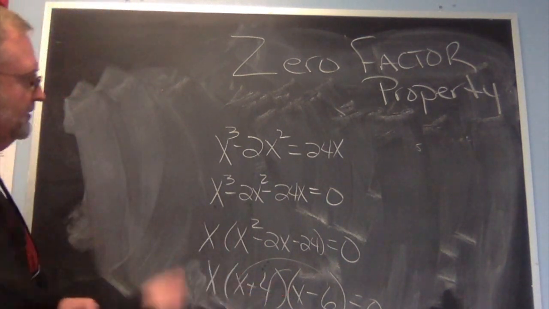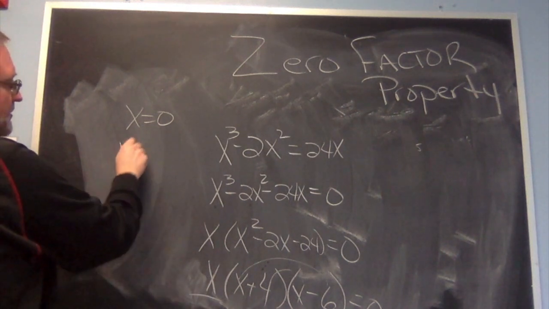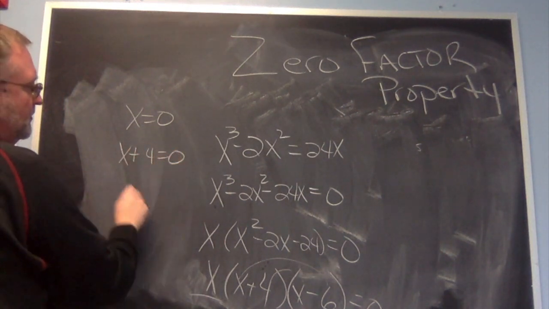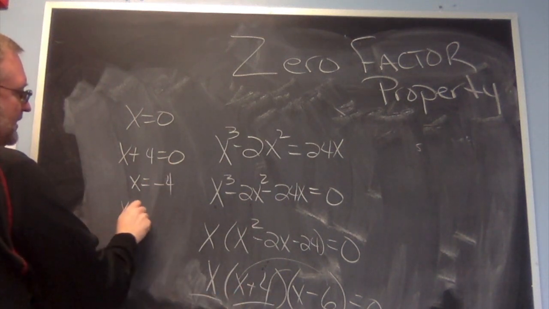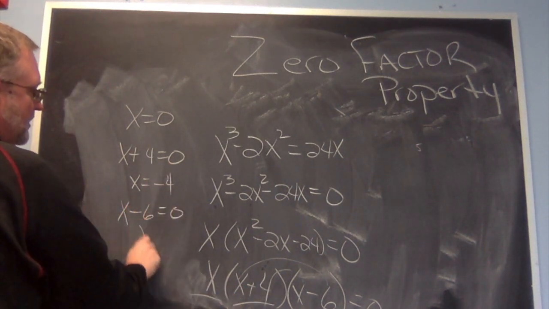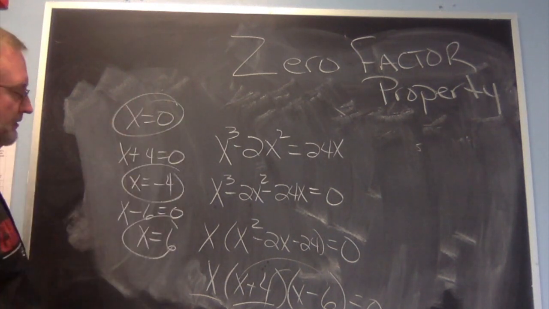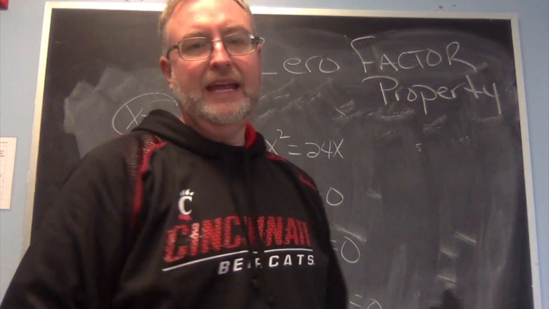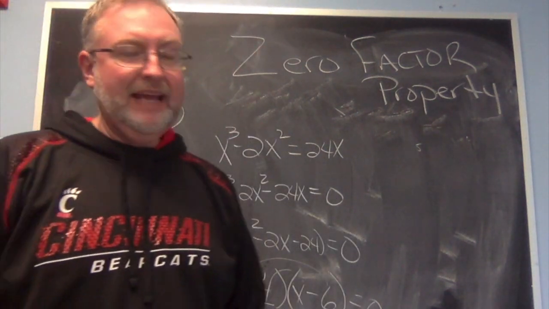So what is my final answer? I take each of these. I do x equals 0, that took care of that. x plus 4 equals 0, which would give me x equals negative 4. And then x minus 6 equals 0, which gives me x equals 6. So here are my 3 answers: 0, negative 4, and 6.